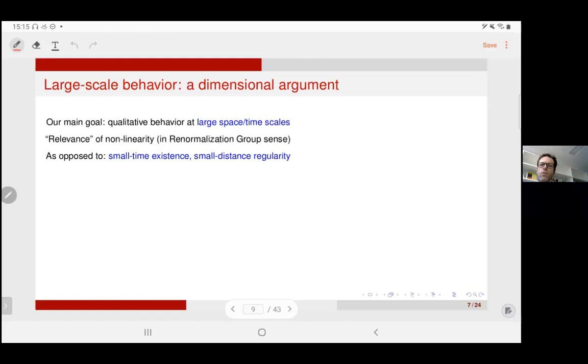Somehow the question is whether once the nonlinearity is there, does it qualitatively modify the scaling exponents and this kind of thing that we'll define in a moment, or is this nonlinear term simply a small perturbation that becomes smaller and smaller as you go to larger and larger scales? In this sense, one would like to understand whether the nonlinearity is relevant or not. Okay, so it's quite different than studying questions of the type small time existence, small scale regularity of the solutions. It's a different point of view. So I really want to look at this process on large space and time scales.